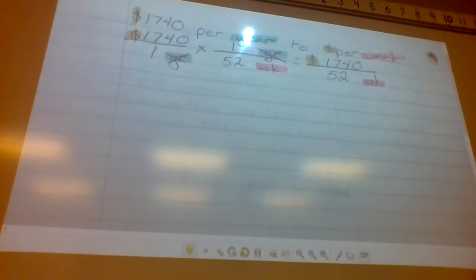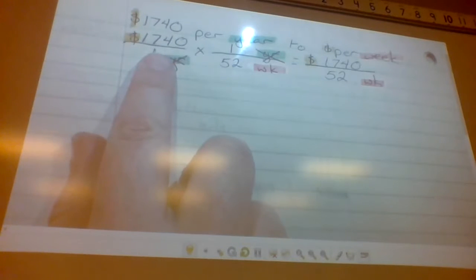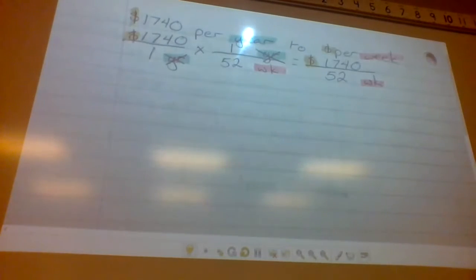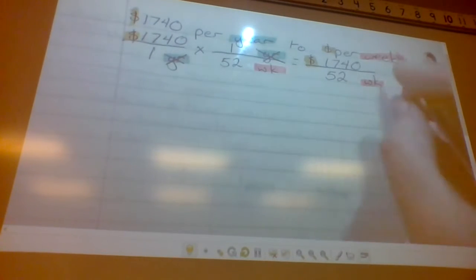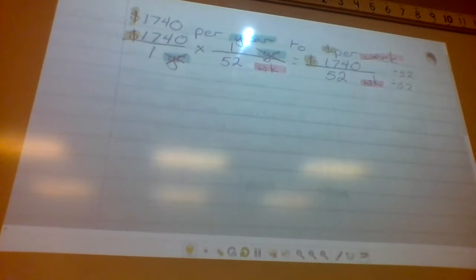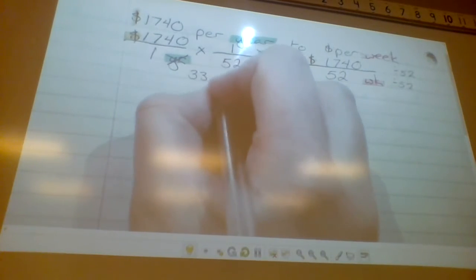Now, yes, we could have continued to cross reduce right here because something could have gone into 52 and 1,740. Is it okay that we didn't? Yes, because what can we do right now? Multiply. By what? The denominator. Well, that's a really long number. Okay, so what do we get? 33.46153846.